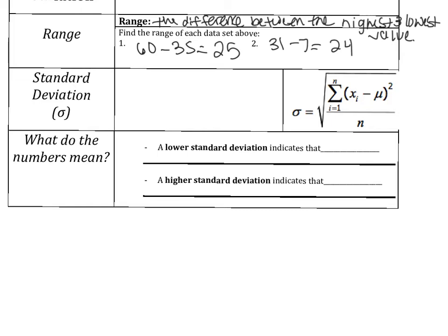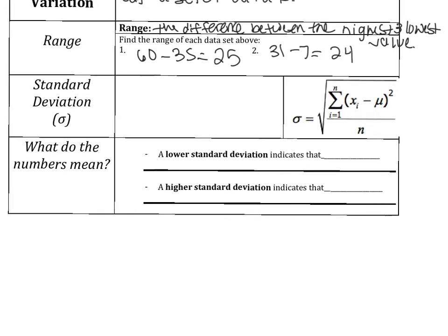Now, standard deviation is something new that you're going to learn this year. It is simply another measure of dispersion to tell us how spread out a data set is. A lower standard deviation indicates that the values in your data set are closer together. If you have a data set that has a higher standard deviation, that would indicate that the values are more spread out.